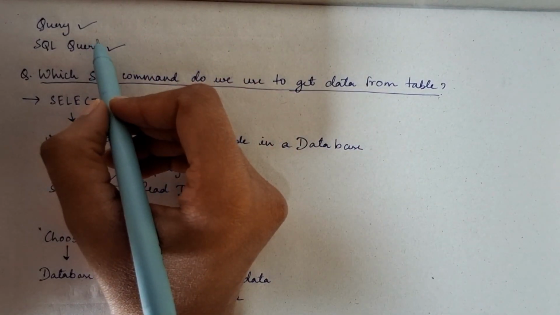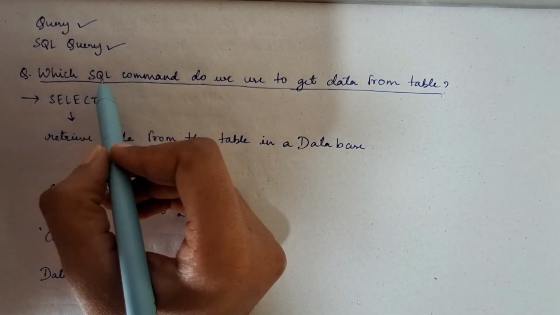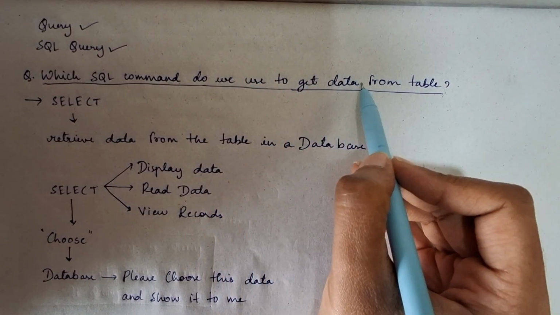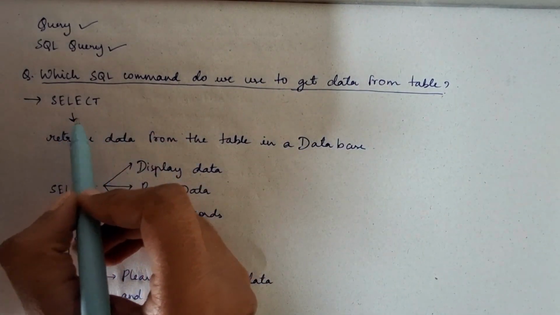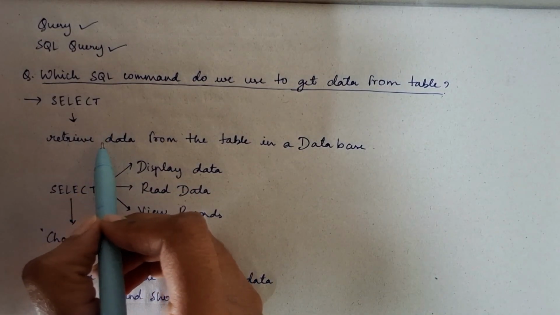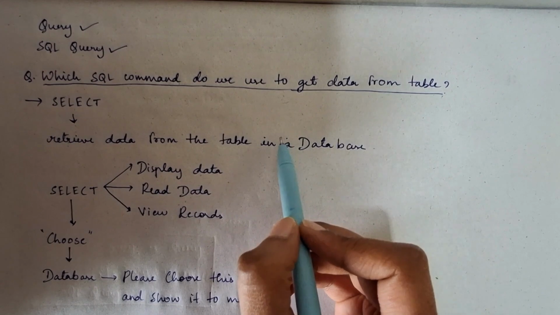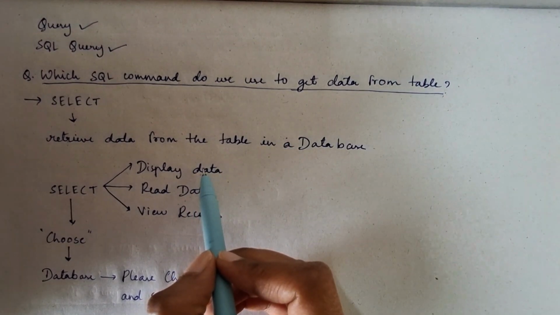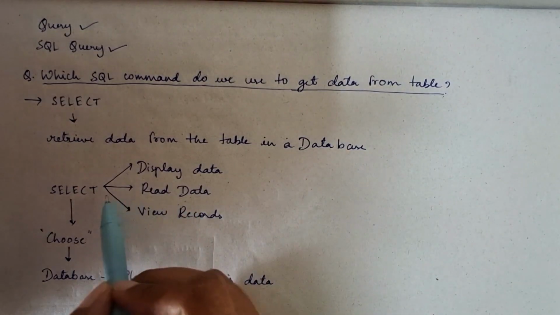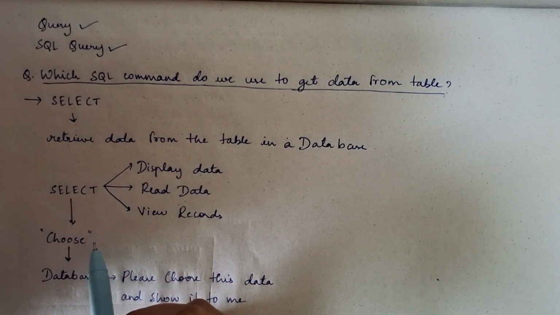Now that we understood what a query is and what an SQL query is, the next question is, which SQL command do we use to get data from the table? For that, SQL provides something called select. The select statement is used to retrieve the data from the table in a database. Whenever we want to display the data, read the data or view the records, we use select statements. So I can say that select means choose.